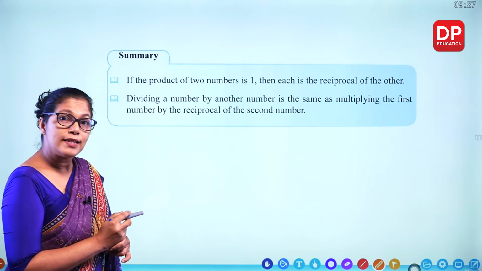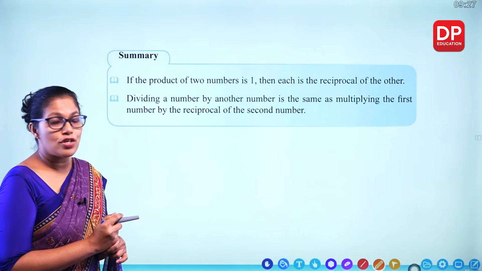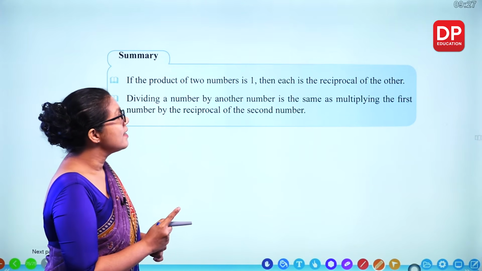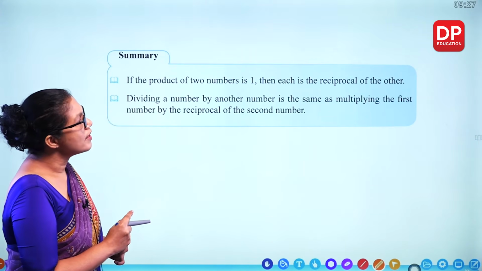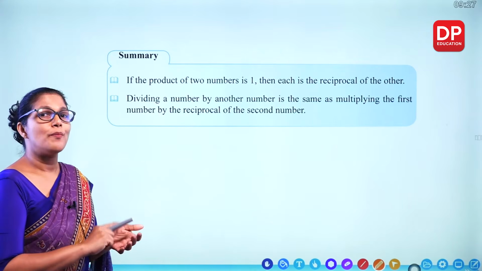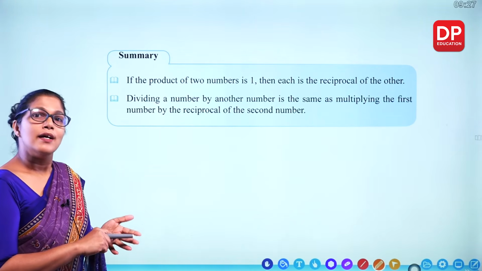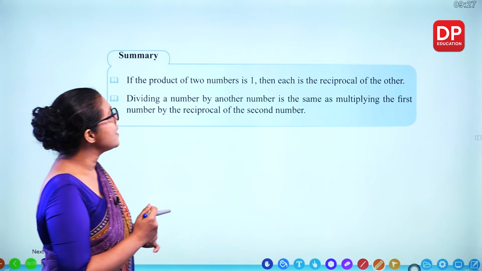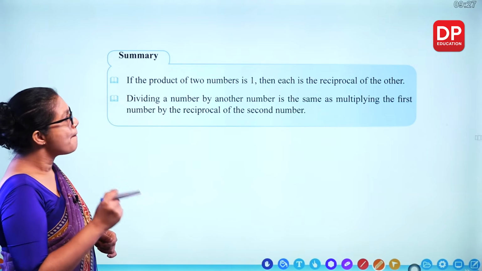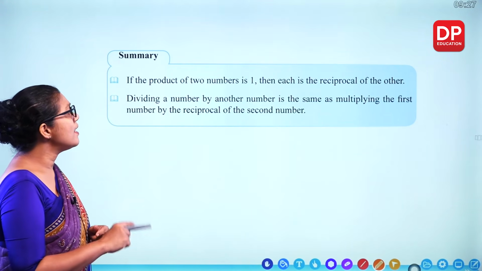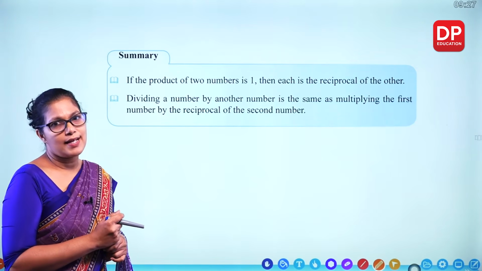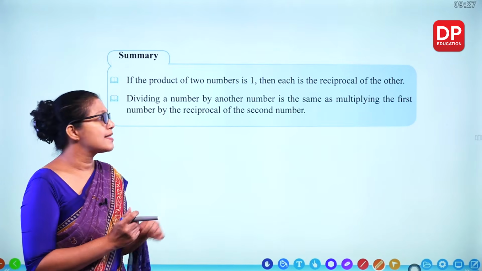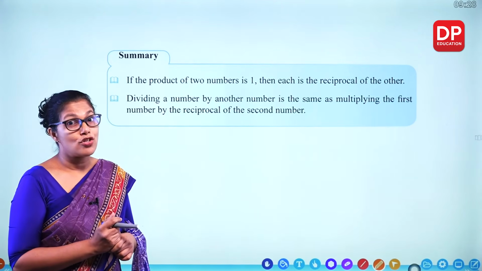So we covered all theory related to fraction division. If the product of two numbers is 1, then each is the reciprocal of the other. So when you multiply the reciprocal with the original one, you always get 1. Dividing a number by another number is the same as multiplying the first number by the reciprocal of the second number. So practice all exercises and examples in this book and become thorough with fraction division.